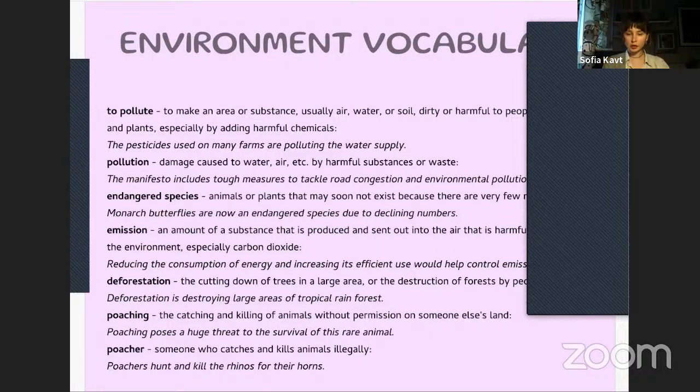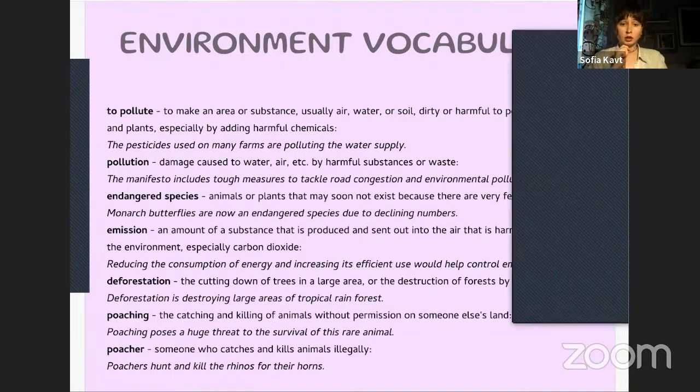It is the damage caused to water, air, soil, and other natural substances by throwing harmful chemicals or waste there. Then the next one is a term, again, everyone is familiar with. It's an endangered species, or in the plural form, also endangered species. So these are animals and plants that may soon cease to exist because there are now very few of them left alive. So these are the animals which are on the verge of extinction, on the verge of dying out, usually due to human activity.